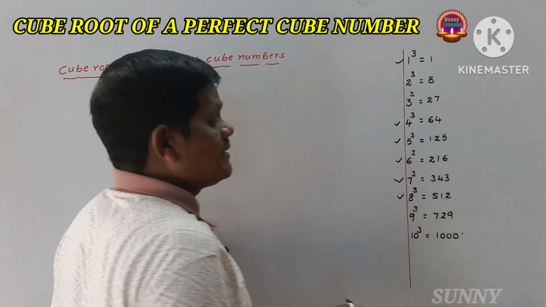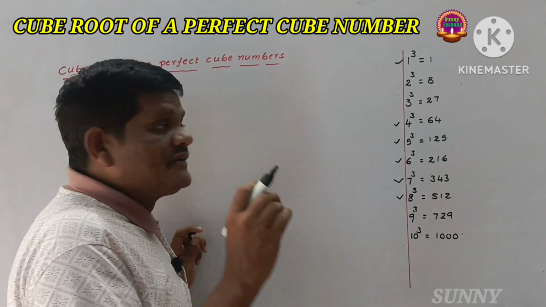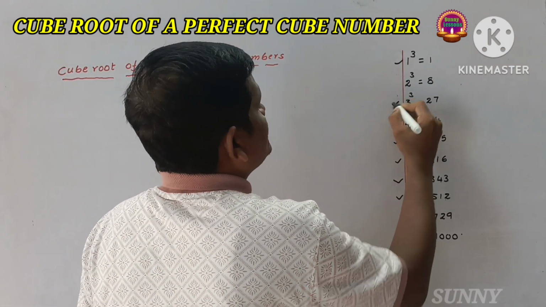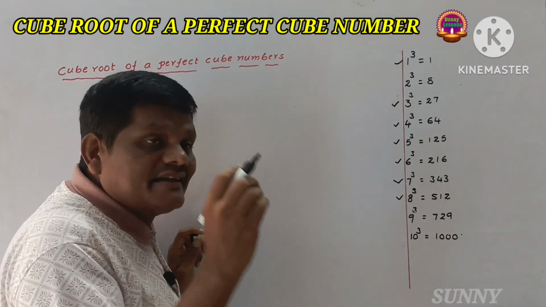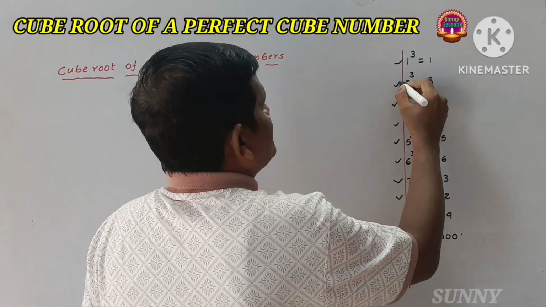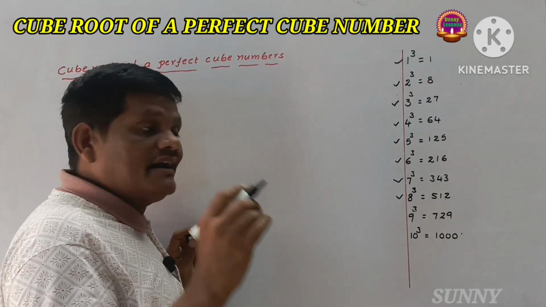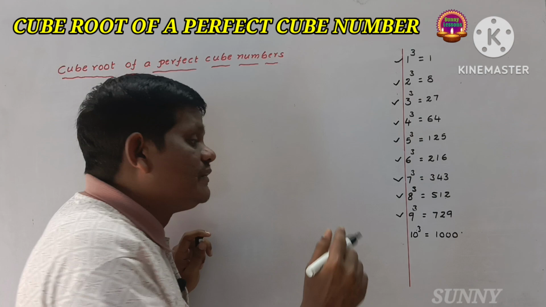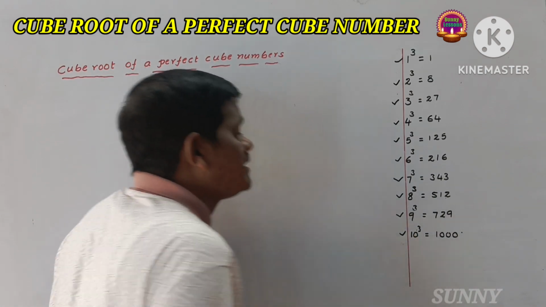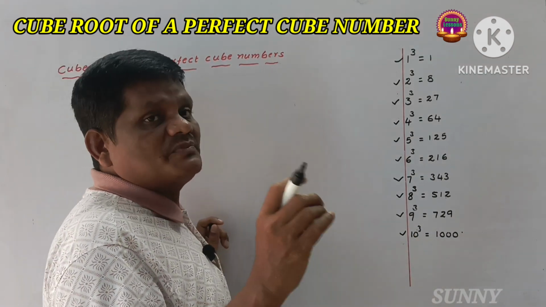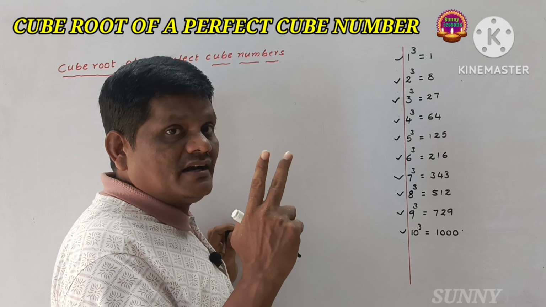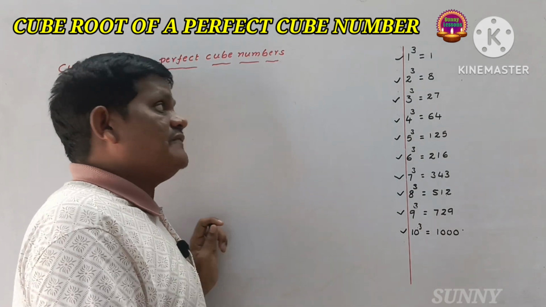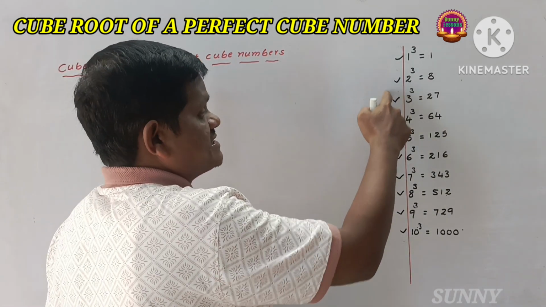When the perfect cube number ends with 7, the root ends with 3. When it ends with 8, the root ends with 2. When it ends with 9, the root ends with 9. When it ends with 0, the root ends with 0. Here only one possibility is there. In perfect squares there are two chances, but in perfect cubes only one chance is there.